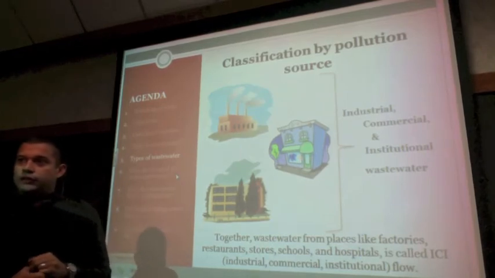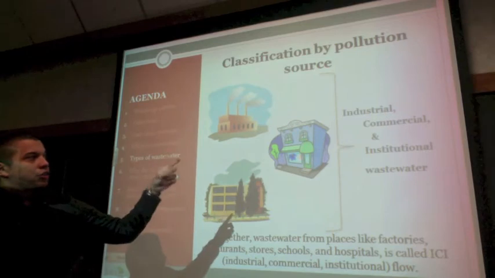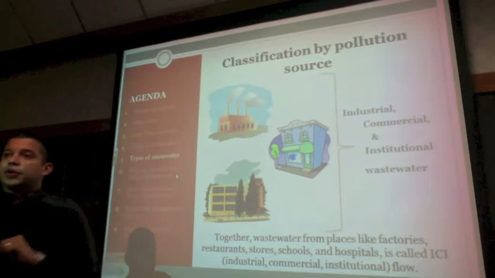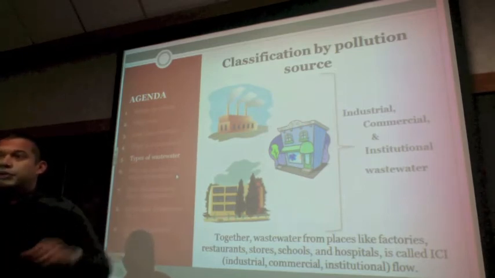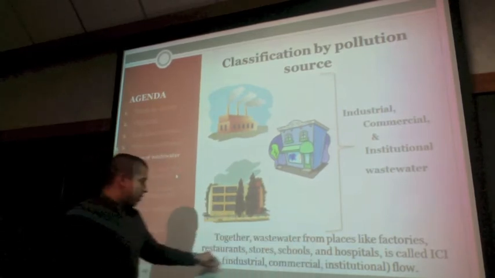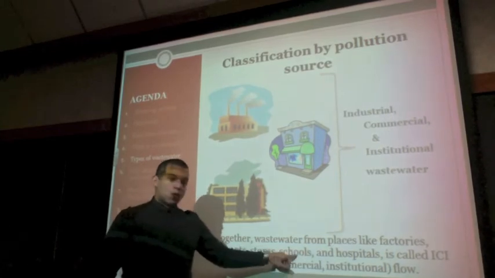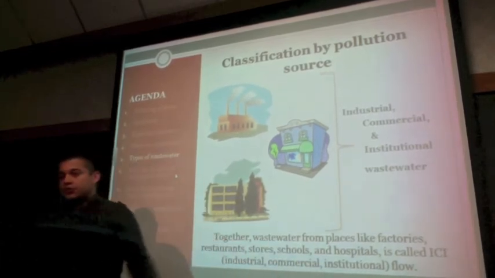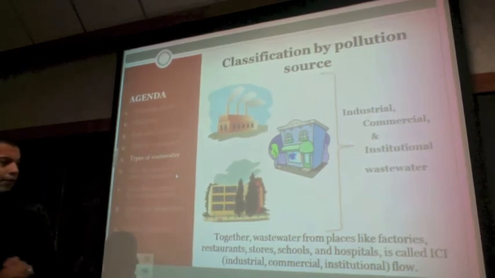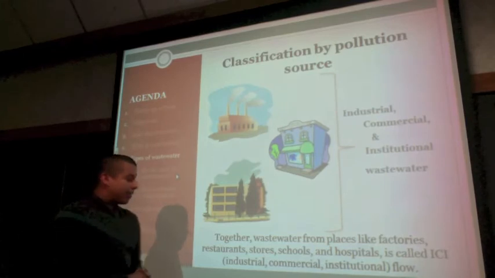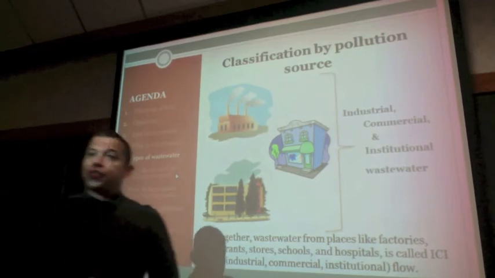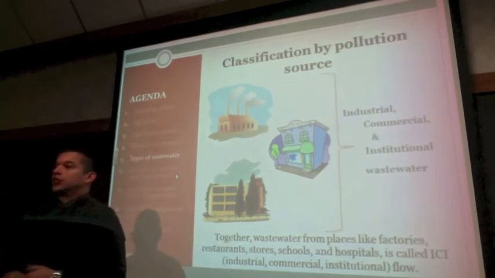There is another type of wastewater, and it's composed of industrial, commercial, and institutional. Absolutely different from domestic wastewater because of its constituents. And that's the water which comes from places like factories, restaurants, stores, schools, hospitals, gas stations, and whatever industry you would like to put on the table now. And it's also called ICI, Industrial, Commercial, and Institutional Flow. Are there any questions? Just feel free to ask.